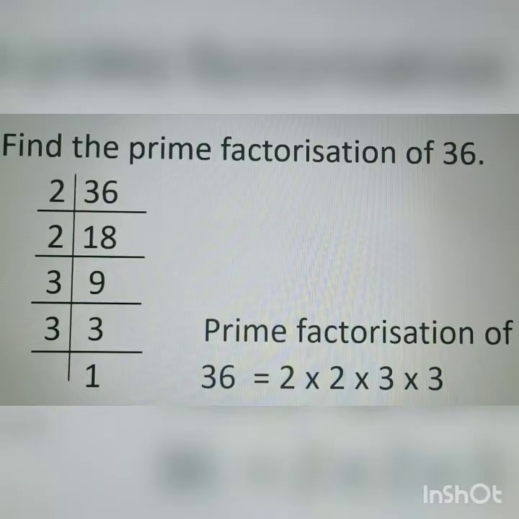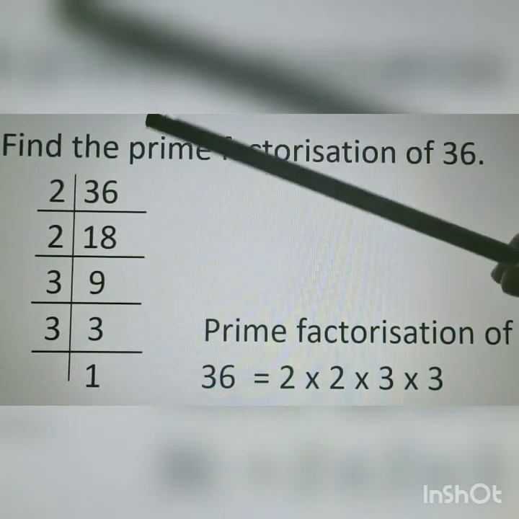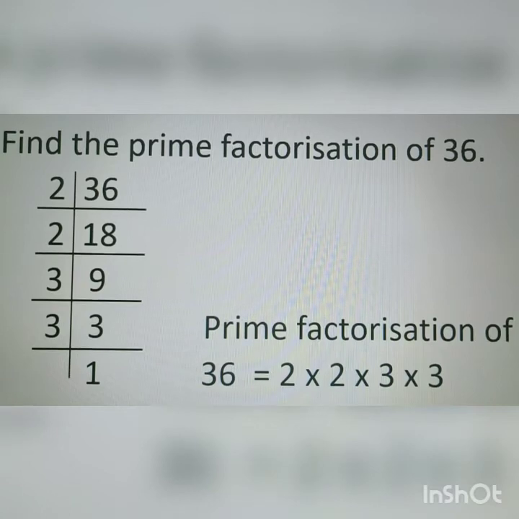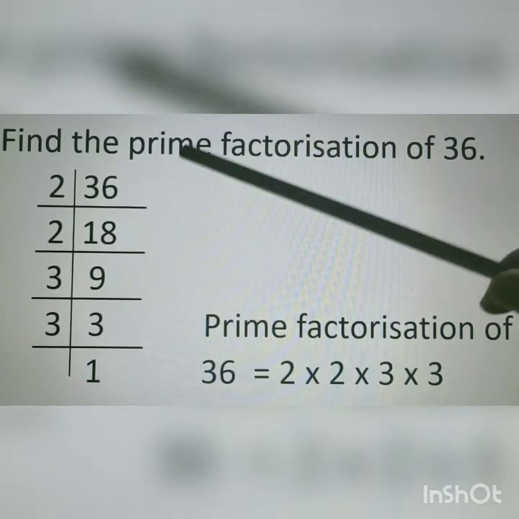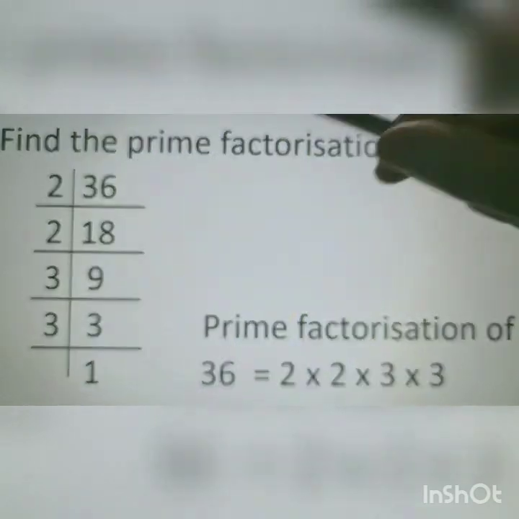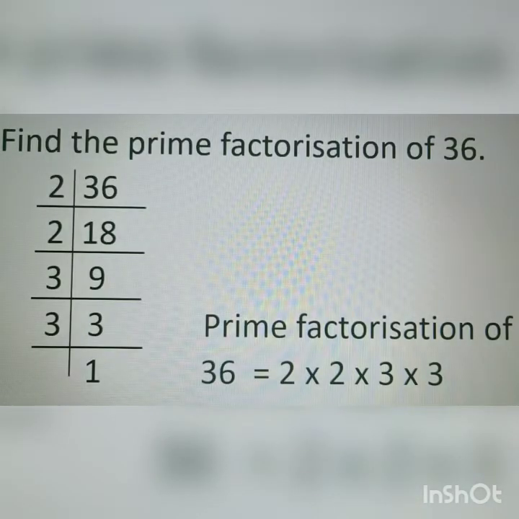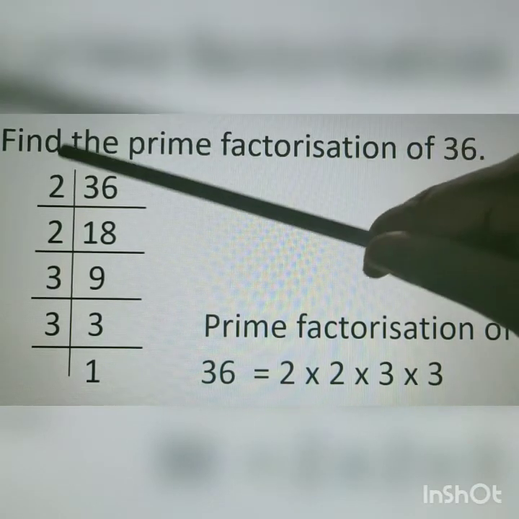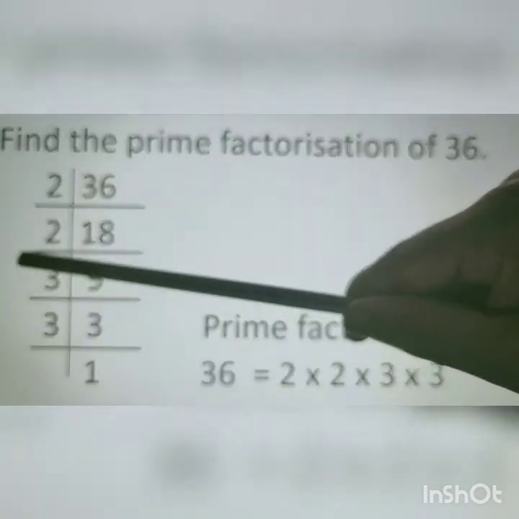Next is how to find the prime factors of a given number by division method. Find the prime factorization of 36. We will find the prime factorization of 36 by division method, and for this we have to find the prime factors. So we will divide the given number by prime numbers. First we will start with 2. If it is not divisible by 2, then we will try with 3. If it is not divisible by 3, then we will go for the next prime number 5. And it is compulsory that all the numbers should be prime numbers.